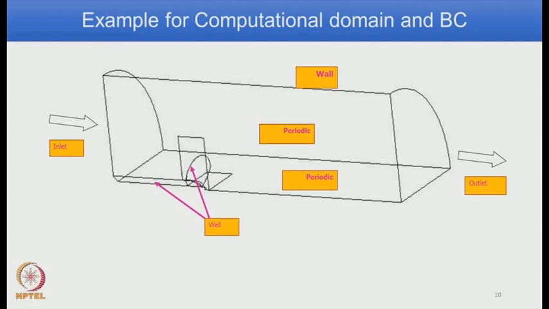Here is another example problem. The geometry is somewhere here and the flow is from this direction going to the other direction, and you can see here only 1/4 of the geometry is shown. This is supposed to be 1/4 of the actual domain. The problem has a symmetry, hence only 1/2 is taken, and then you can repeat by taking a mirror image of this domain.